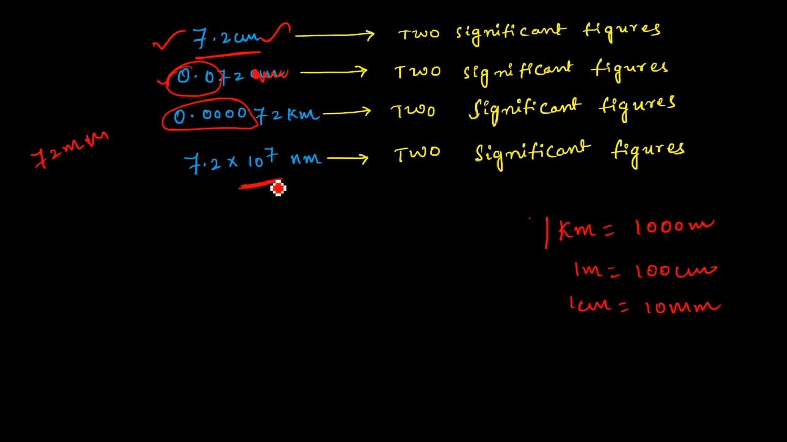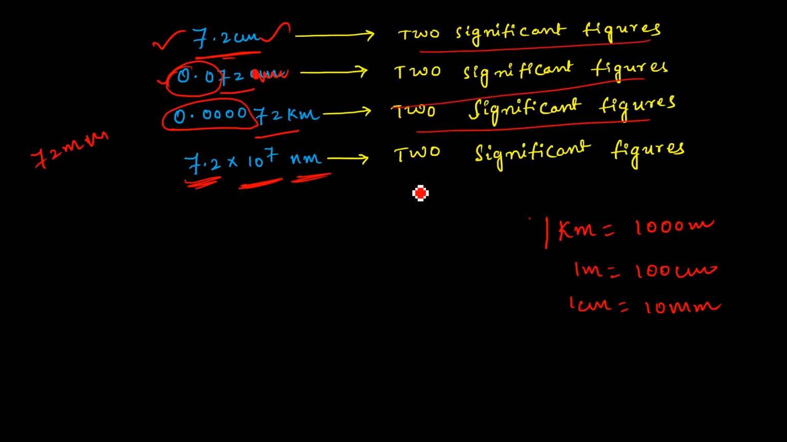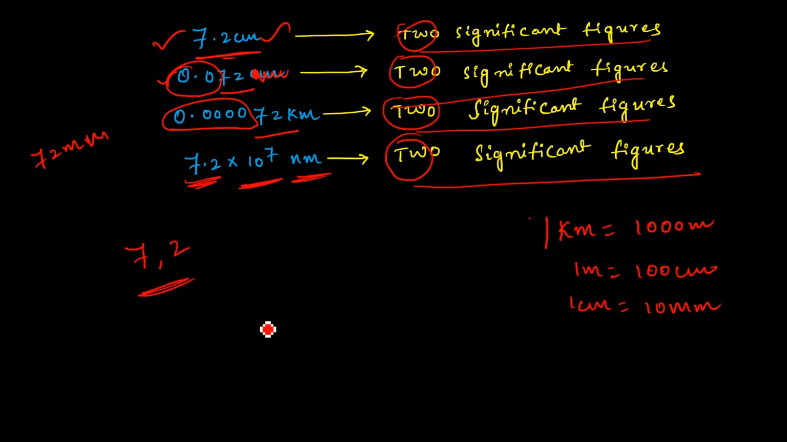Even here also you can take it, these cannot be taken as significant figures. So how many significant figures are there? Here 7 and 2, here also 7 and 2, in every case only 7 and 2. Only two significant figures are there. What are those? 7 and 2, right?